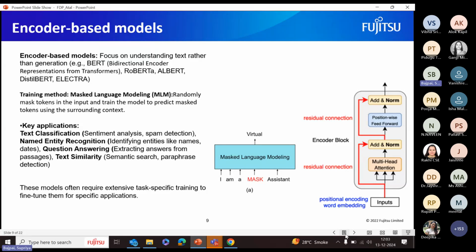So basically, these models are like expert readers, not generators. They understand what is being said, and they will do tasks like classification, question answering, and identifying entities. But they cannot generate or create their own text.